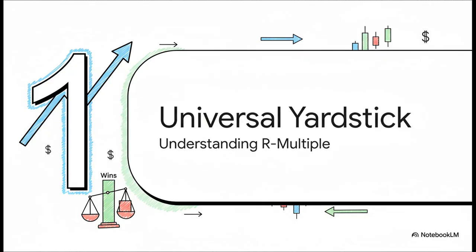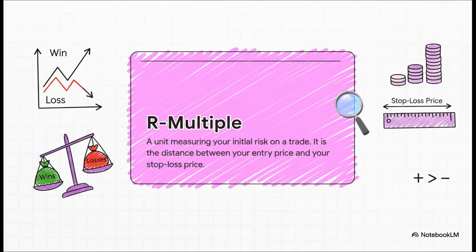Okay, let's kick things off with the absolute foundation for any serious trader. This is your yardstick. It's the one unit of measurement that changes everything, and it's called the R multiple. So what is it? Well, an R multiple, or we can just call it R, is simply the amount you decide to risk on one trade. It's defined by the space between where you get in, your entry, and where you get out if you're wrong, your stop loss. Just think of R as one single unit of your risk.